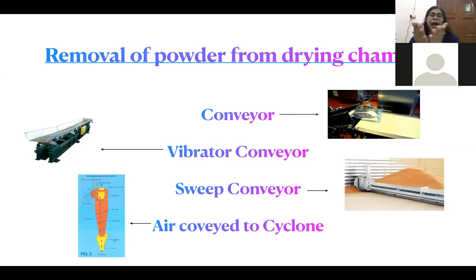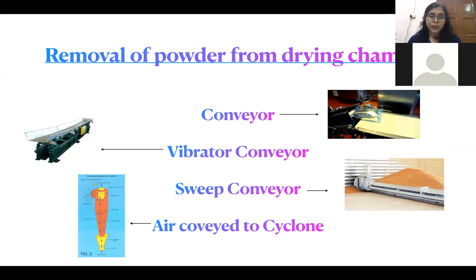Center point, and then that powder is moved. As you can see here in the diagram, there are slants. So what happens? It vibrates and the whole powder comes in the center region. Then comes the sweep conveyor. Powder falls down and a sweep comes on the conveyor belt. It sweeps out the whole dried powder.